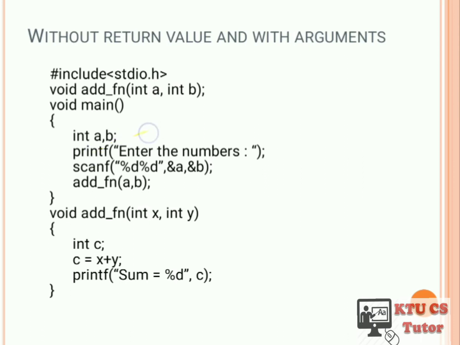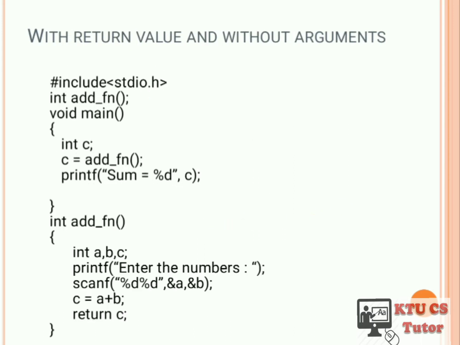Here a and b are local to the main function and c is local to this add function, and it is not possible to access a local variable of one function inside another function. So if we need to give that value to the main function, we need to return that value, and then only we can access it. So without return value and with arguments is like this. Clearly understand the difference between these two programs and move on to the next.